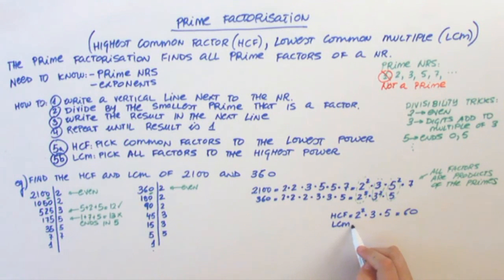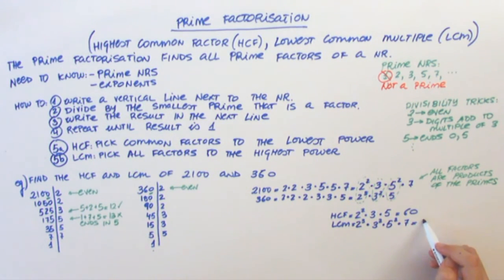For the lowest common multiple, I pick all the factors to the highest power. So the common factor of 2, the highest power there is a cube, so 2 cubed. Between 3 and 3 squared, I pick 3 squared. Between 5 squared and 5 squared, 5 squared. And the 7, even if it's not common, goes there as well. So the lowest common multiple is the product of all those numbers. If you do that, it gives you 12,600.